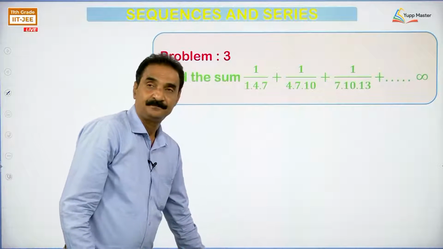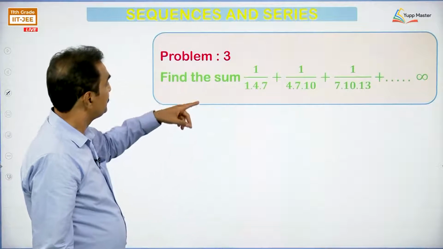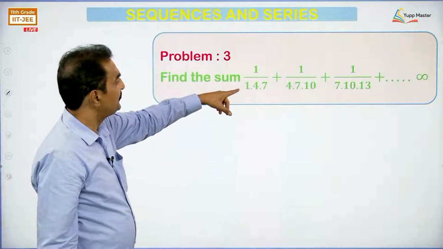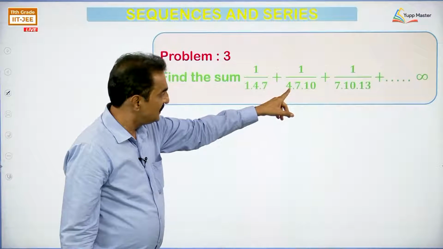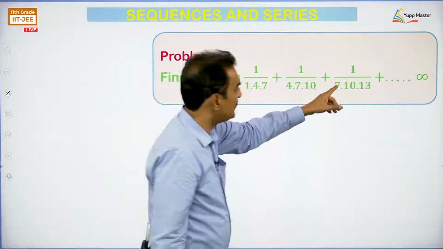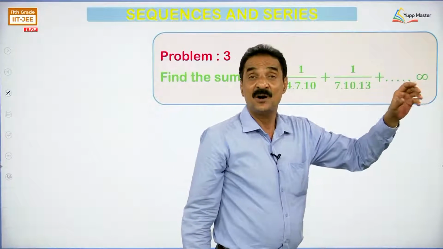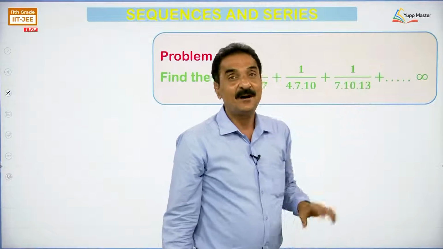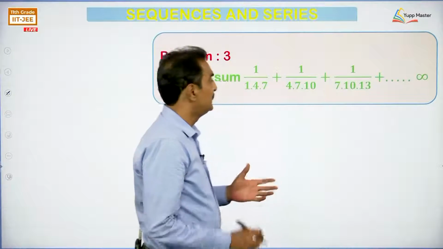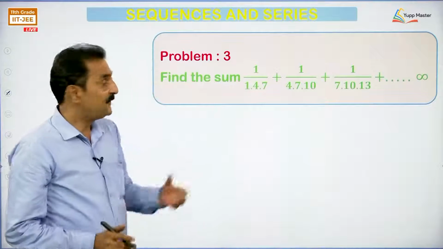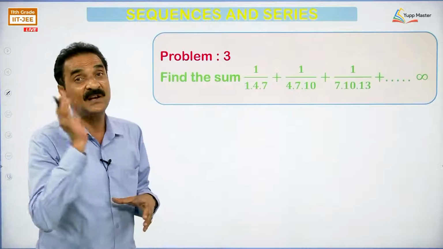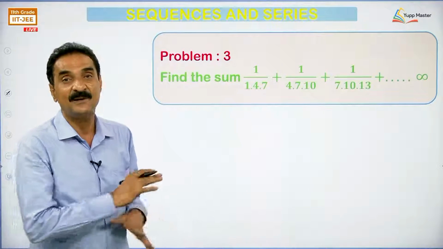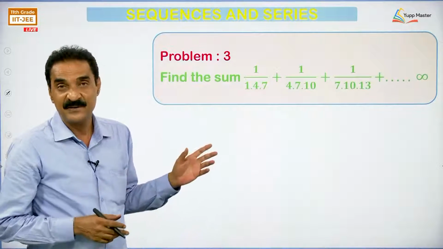Find the sum 1 by 1 into 4 into 7, plus 1 by 4 into 7 into 10, plus 1 by 7 into 10 into 13, and so on till infinity, not till n terms. And also every denominator has 3 factors. Of course, the factors are in arithmetic progression. That is the common link between the previous question and this question.